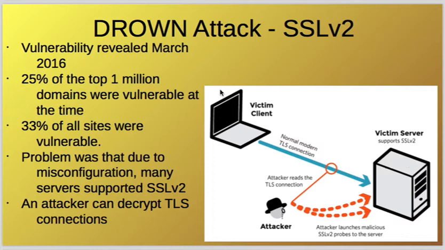So the victim client would send a message using a normal modern TLS connection to a server, and the server, for whatever reason, misconfiguration actually, would support SSL v2 when it shouldn't. Why would it do that? Mainly to be backward compatible with clients that used older browsers and older technologies. An attacker can read this TLS connection and then launch a malicious SSL v2 probe to the server and then figure out how to decrypt these communications.